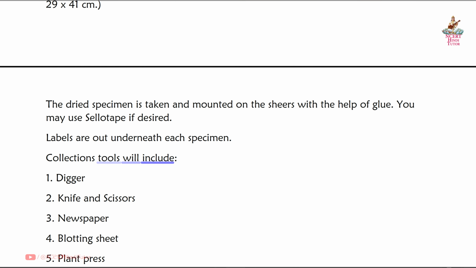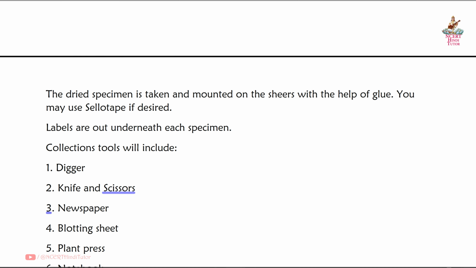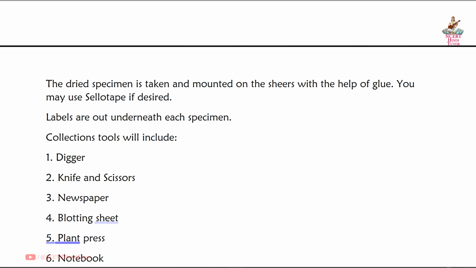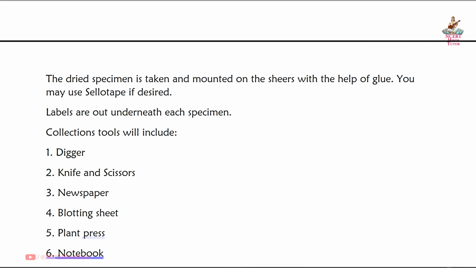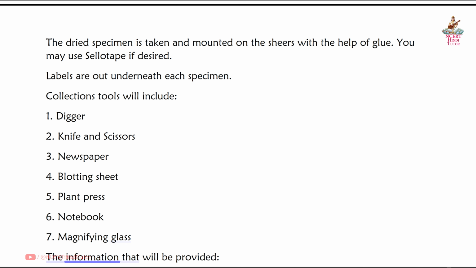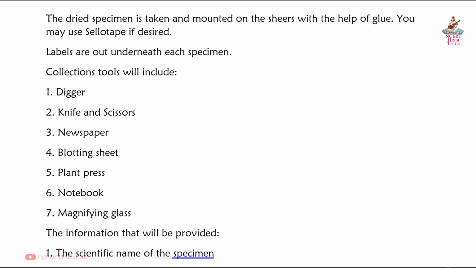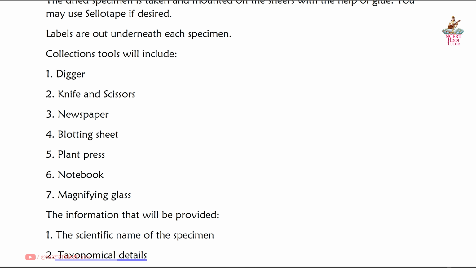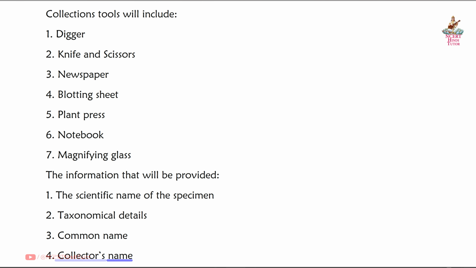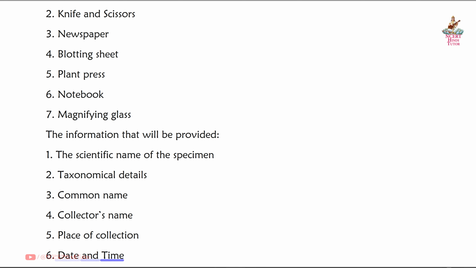Collection tools will include: 1. digger, 2. knife and scissors, 3. newspaper, 4. blotting sheet, 5. plant press, 6. notebook, 7. magnifying glass. The information that will be provided: 1. The scientific name of the specimen. 2. Taxonomical details. 3. Common name. 4. Collector's name. 5. Place of collection. 6. Date and time.